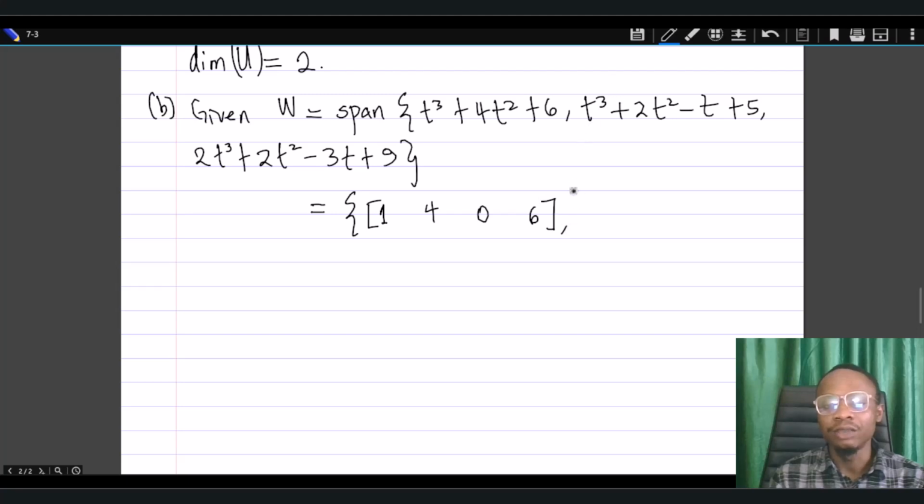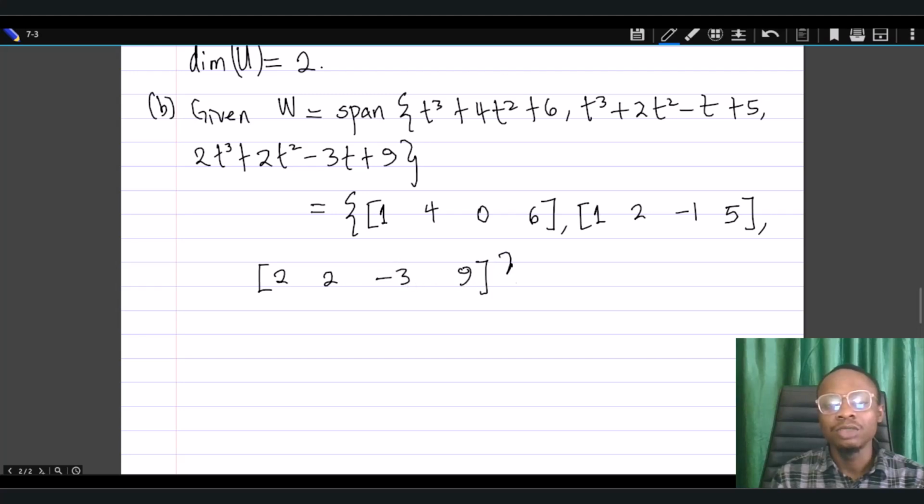And then for the second one, we have t cubed, that is 1. T squared, the coefficient is 2. T, the coefficient is minus 1. Then the constant is plus 5. Okay. Then we have the third vector here. We can put it in this format as well and say this is 2. Then we have this to be 2 as well. This is minus 3, and then this is 9.